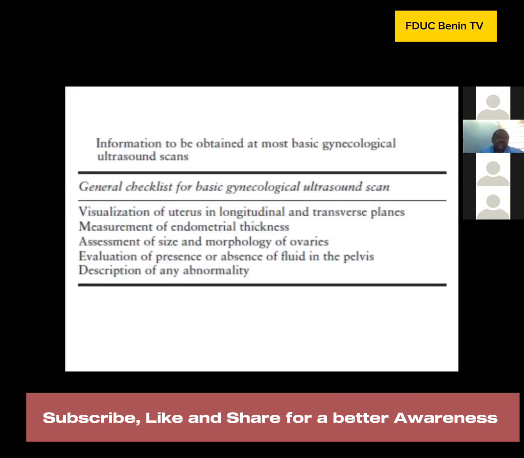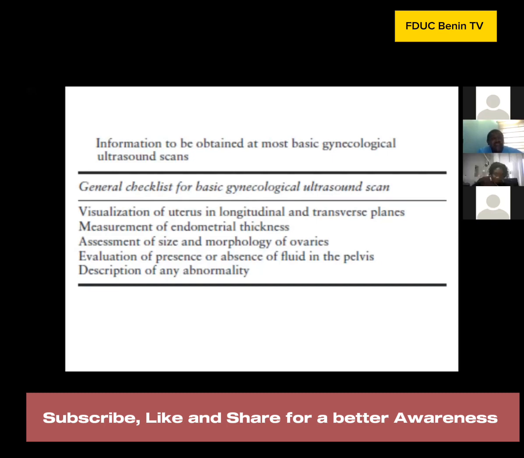When we perform a basic gynecological ultrasound scan, we expect to visualize the cervix and the uterus in both the longitudinal and transverse plane, determine that the uterus is anteverted or retroverted, and of course, take measurements, including measurement of endometrial thickness. We should be able to assess the ovary, determine its size, describe the morphology, and recognize the presence or absence of fluid in the pouch of Douglas. And we use the information so obtained to distinguish the normal from the abnormal.